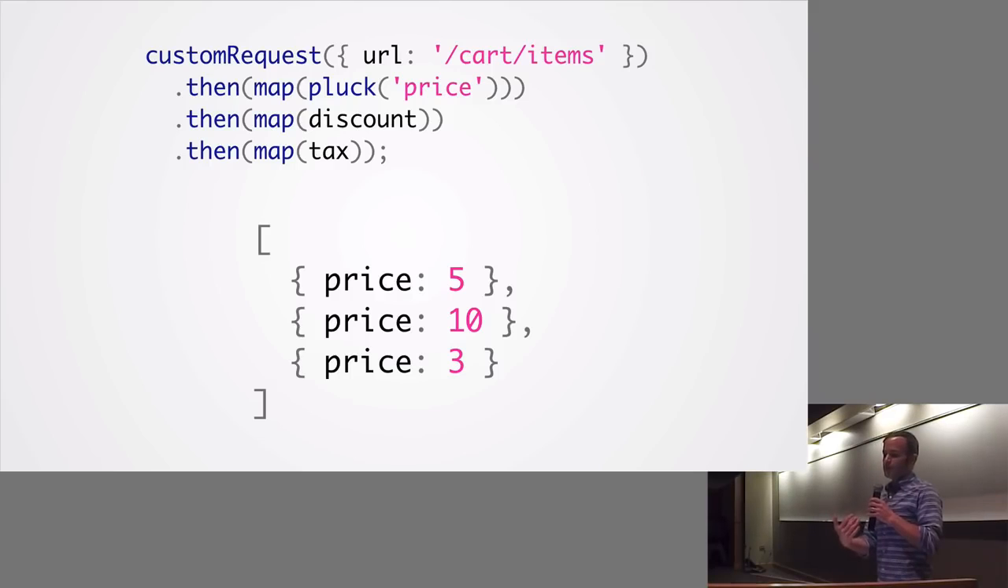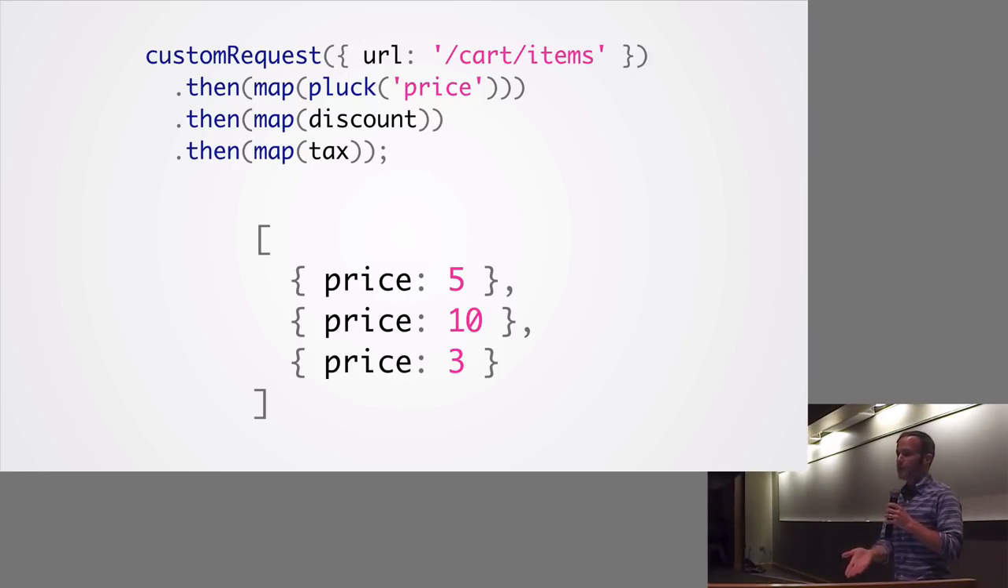So what we're essentially doing here is we make this request, we're using promises, it's going to eventually resolve, and we're going to get back this response, an array with 3 items. Their prices are $5, $10, and $3. And then we're going to attach the then callbacks for the promise, and we're going to pass in functions to operate on this data. But look how much more declarative this can be.